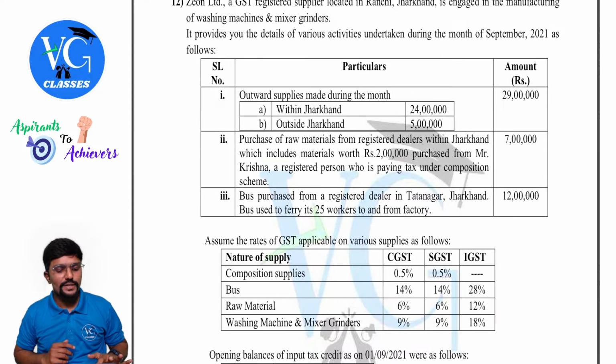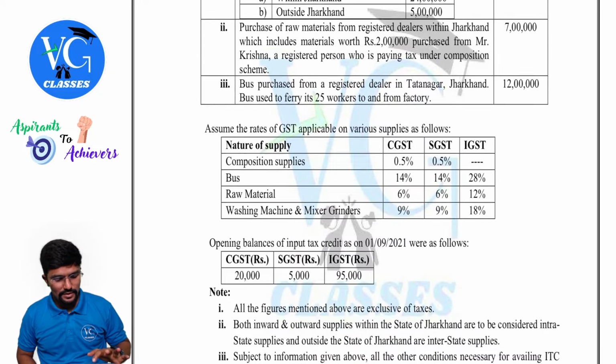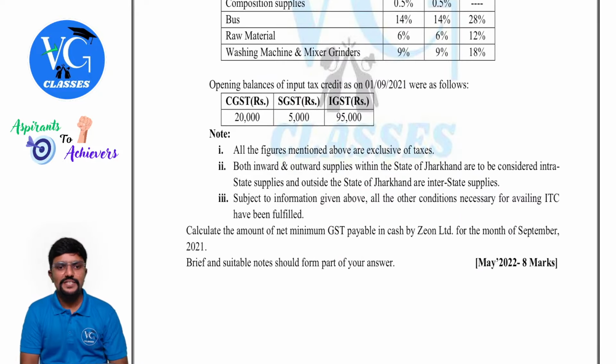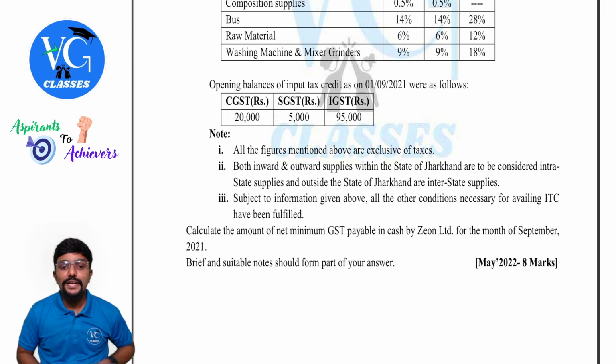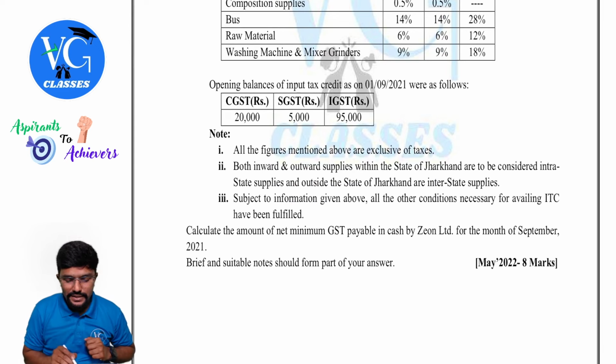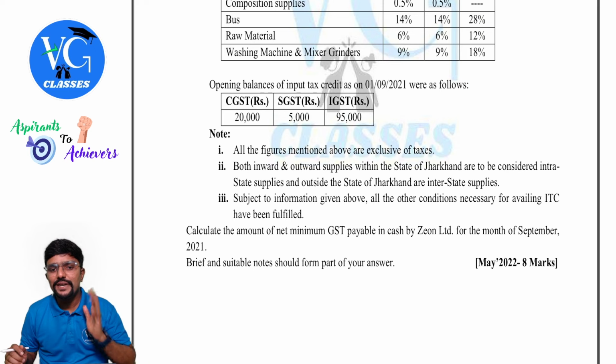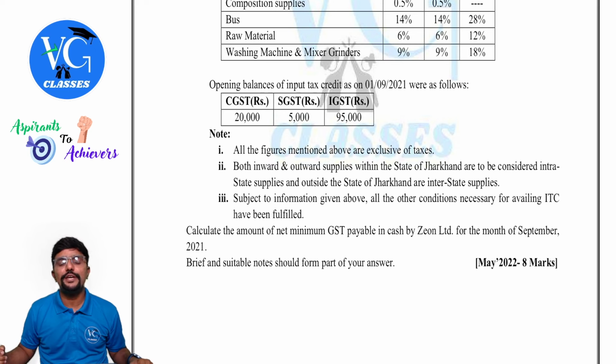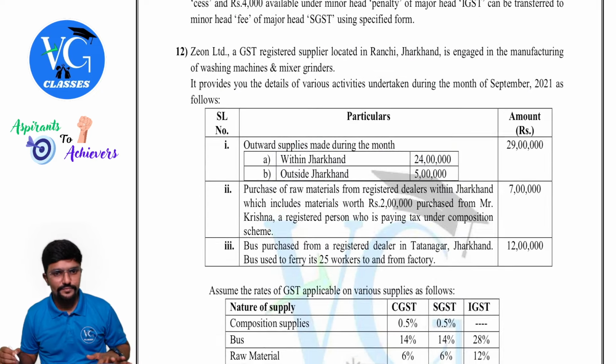Okay. Next, question number 12. Let me read the requirement first. Calculate the amount of net minimum GST payable in cash by Xeon Limited for the month of September 2021. Brief and suitable notes should form part of your answer. May 2022, 8 marks question, guys.